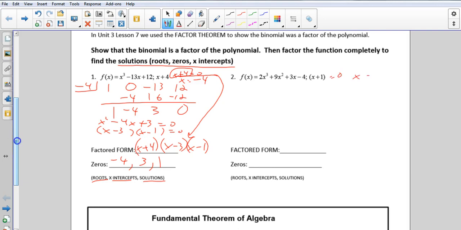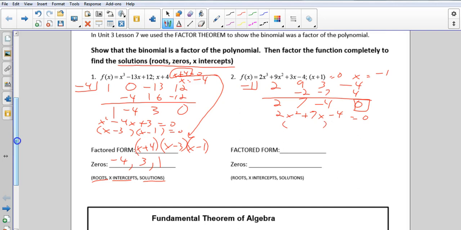Set this equal to 0, x is -1. That's the number that goes in our box. We have 2x cubed, 9x squared, 3x, and then we have -4 as our constant. No need for zeros. Draw our line, drop down 2, multiply by -1, add together, multiply by -1, add together, multiply by -1, add together, bingo. No remainder. So since we start with a cube, this is going to be 2x squared plus 7x minus 4 equals 0. We need to factor this.